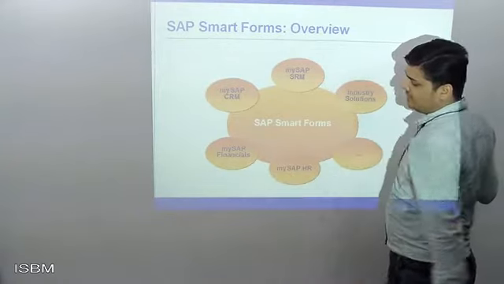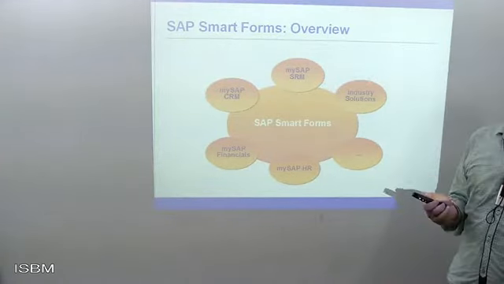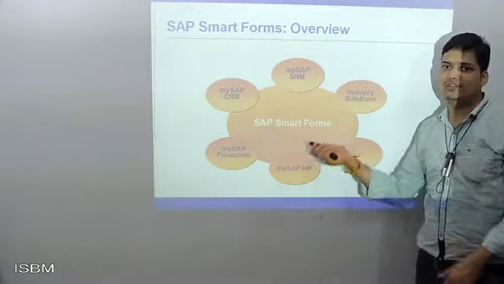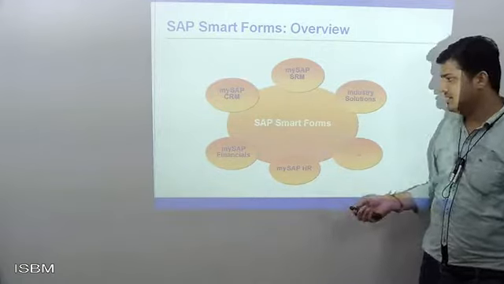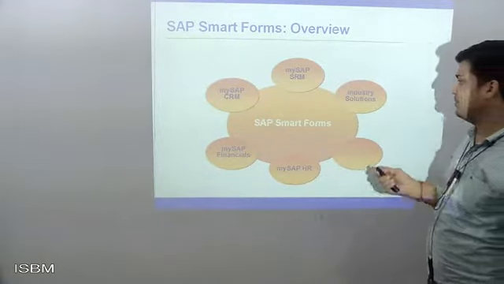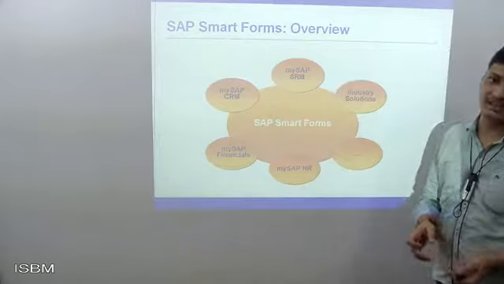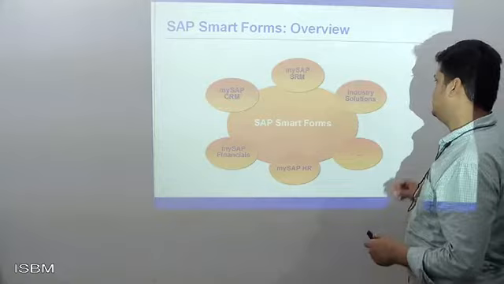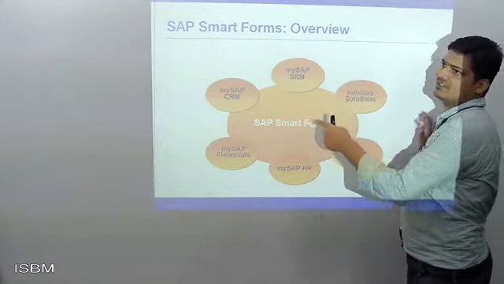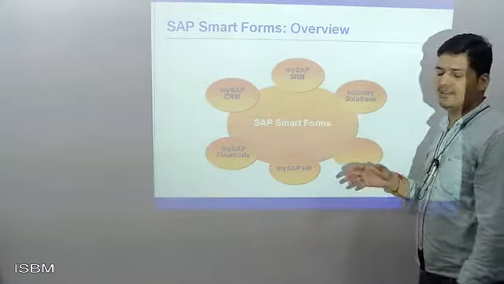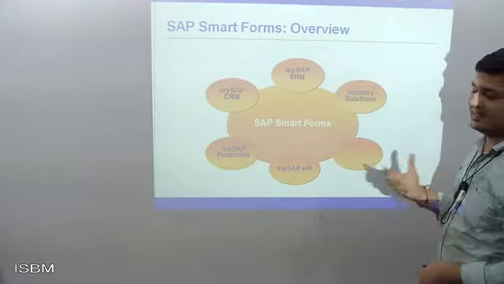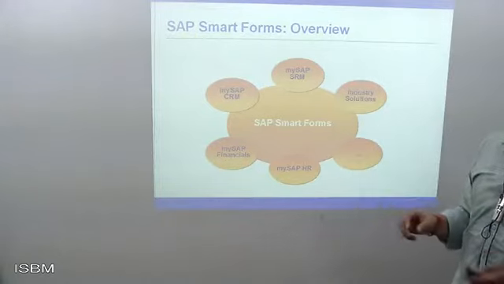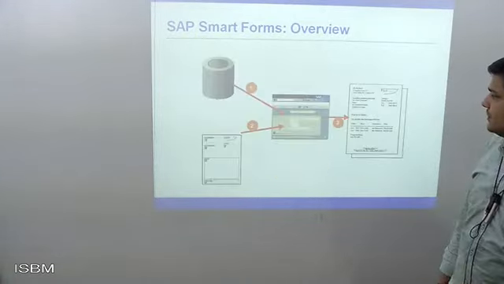Finance, most of the time, wants some chart of accounts or other things, and if they want to print, we can print with the help of a Smart Form. HR wants to print some salary slip or other things, so they can print with this Smart Form. And other industries, like on the SD side, want to print invoices, debit memo, credit memo, so they can communicate with the SAP Smart Form and print it out. The same way MM and PP also work. So this is the process.